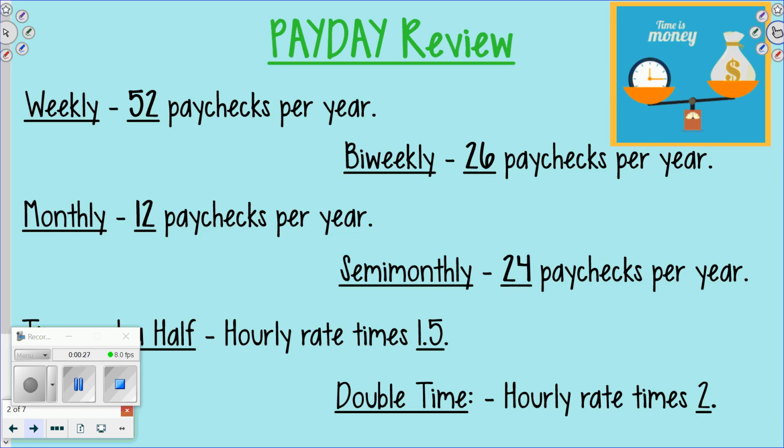So just a reminder, if you're looking at weekly, remember that's 52 paychecks a year. Bi-weekly is 26. Monthly is 12. Semi-monthly is 24. Time and a half, you multiply by 1.5, and double time, you multiply by 2.